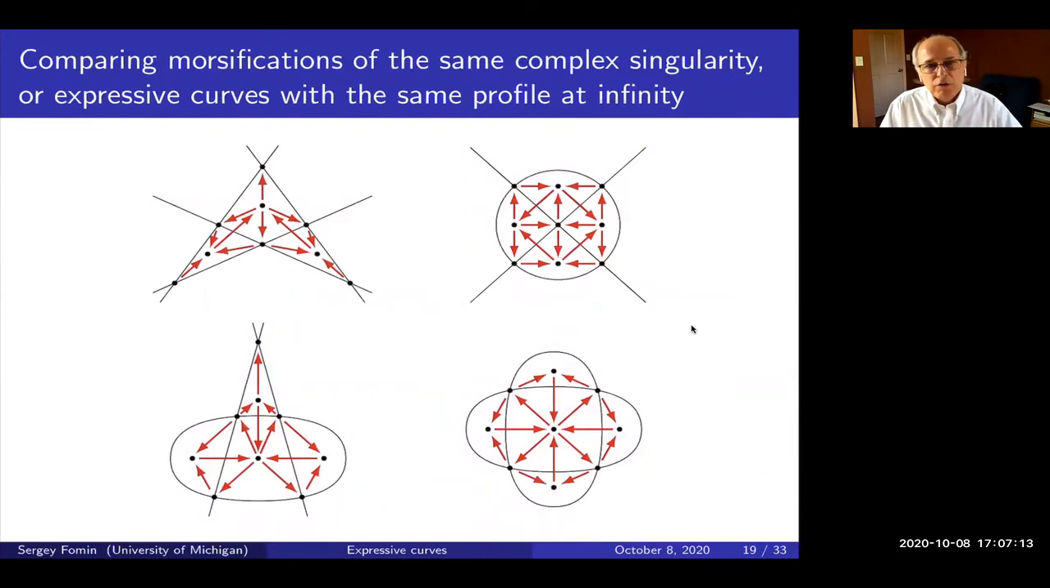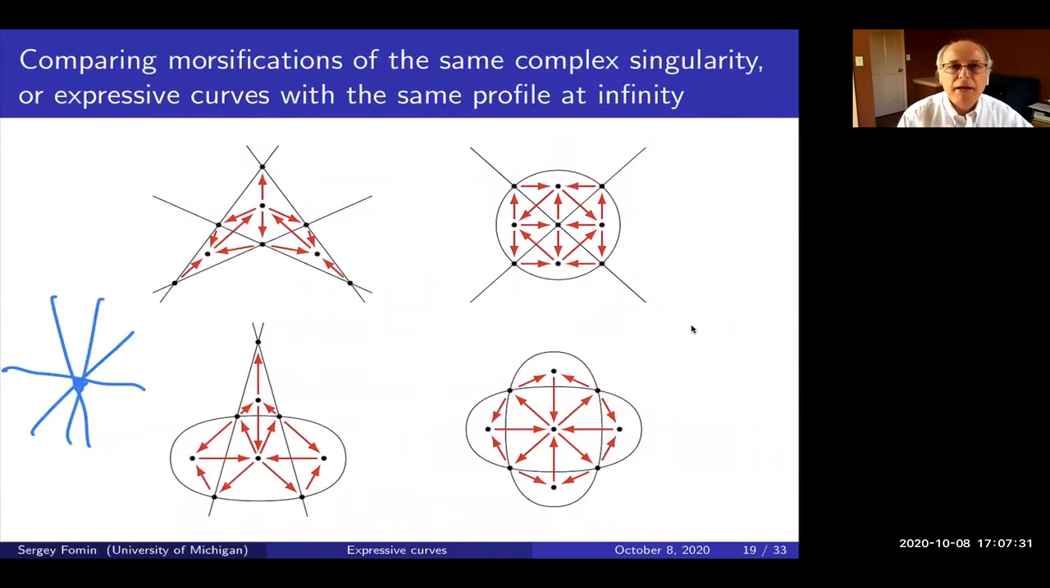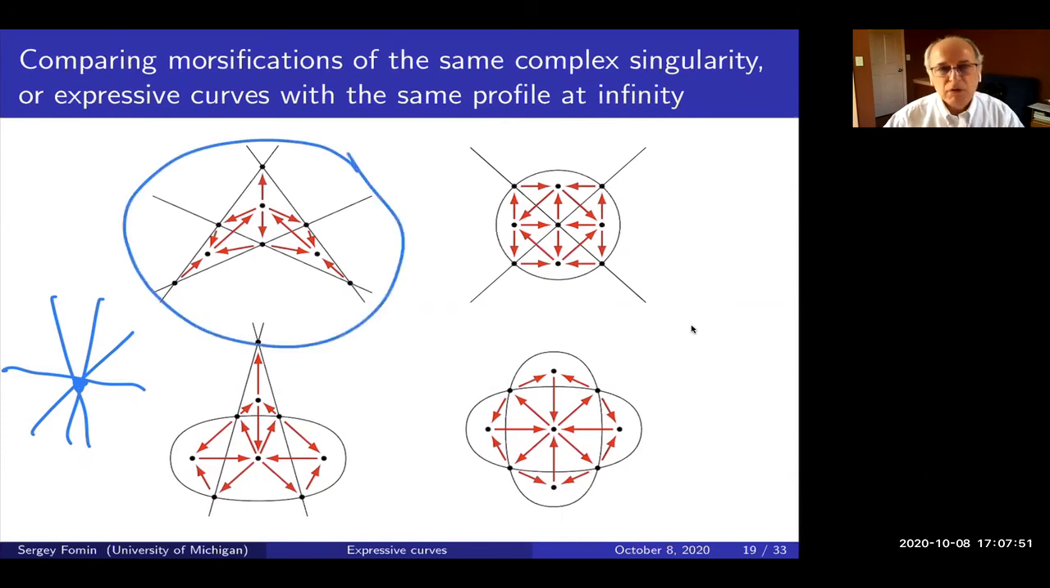These are 4 morsifications of the same complex singularity, namely 4 lines transversally intersecting at a point. So we take 4 lines that intersect at the same point, and then we morsify it, which means we locally deform it in a way that satisfies the morsification requirements, so that all the critical points are visible to the naked eye. This is one way in which you can do it: just move these 4 lines a little bit.